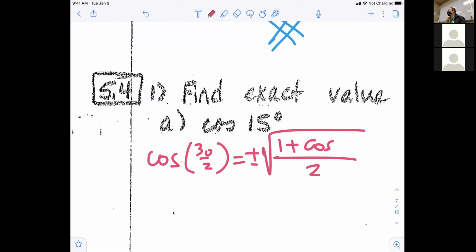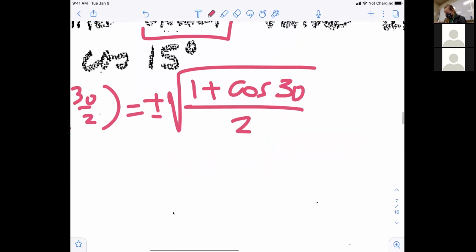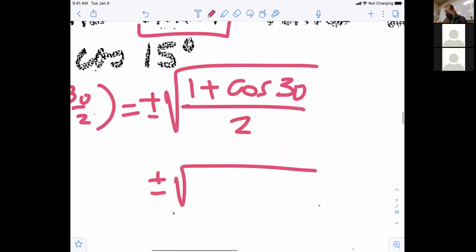So in my cosine, I'm going to do 1 plus cosine of 30 divided by 2. Especially if it's something like this where it says find the exact value, we have to be given an angle that's on my unit circle or else I'm not going to be able to solve it. So now I'm just going to simplify as much as I can. So I've got plus or minus 1 plus, what's cosine of 30? Anyone know off the top of their head? I think it's root 3 over 2. I know I'm asking a lot of you guys to look at your unit circle after a quiz, but yeah, root 3 over 2. Good.